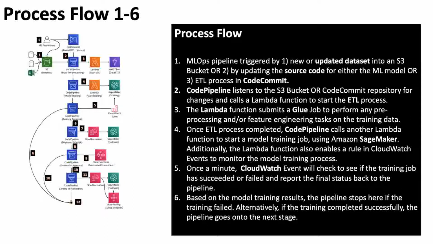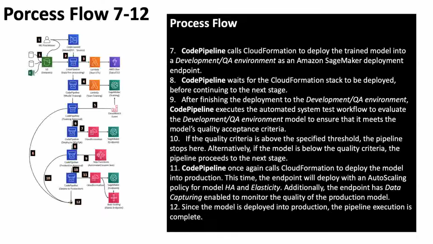So that's number 5. And number 6, based on the model training result, if it failed, it will stop. But if it stops, people have to get in there and find out why it failed, why it stopped. Alternatively, if things are running fine, then you'll proceed to step 7, which is to deploy that endpoint for SageMaker. So we're on step 7 now.